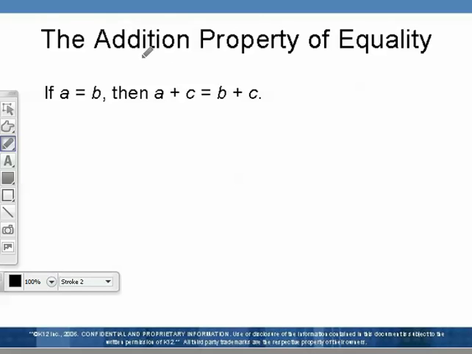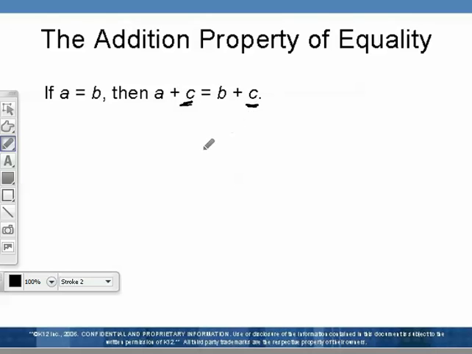What can we use in proofs? The addition property of equality. Now there is one I've never heard of before. If I take A plus B and I say that A is equal to B, then I take A plus C and I say that B plus C is equal to it. What did I do? I added C onto both sides of the equation.